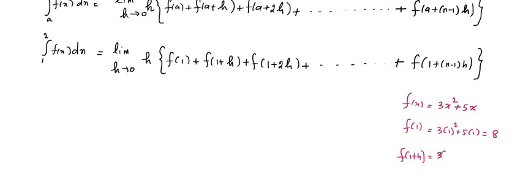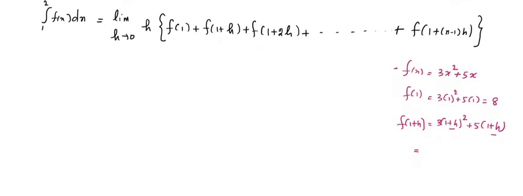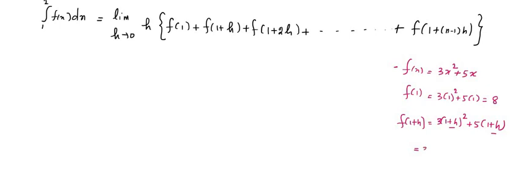So f of 1 plus h is 3 into 1 plus h the whole square plus 5 into 1 plus h. In f of x, wherever we have x, replace it by 1 plus h. Now expand this, and the grouping is very, very important here. If I expand this, 3 into 1 plus 2h plus h square, plus 5 into 1 plus h, which becomes 5 plus 5h. Now group the terms. First group the constant terms. Here 3 into 1 is 3, here 5. Therefore 3 plus 5 becomes 8. This will be the constant term.